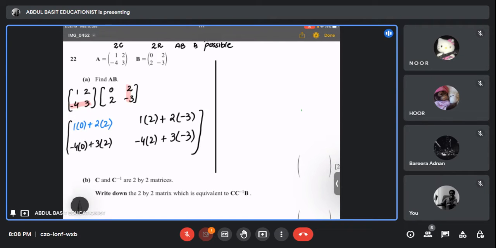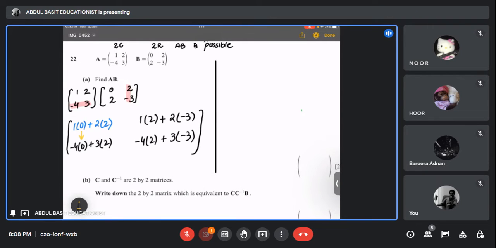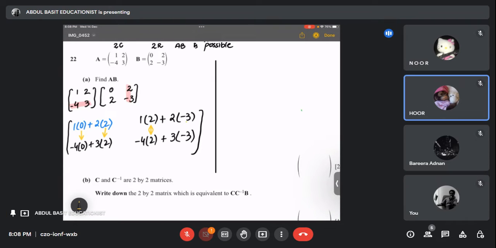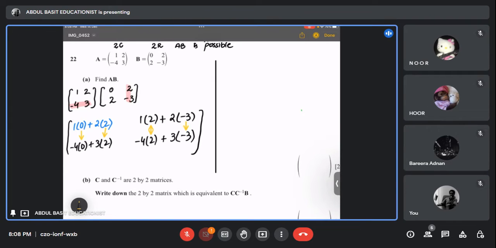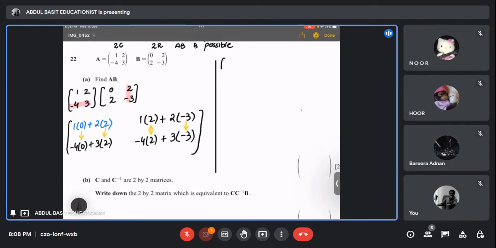Noor and Hoor, to ensure that the question is correct, look at this: these numbers in the brackets are all the same. Yes or no? Yes, sir. So it means that there is no error in the question, and we can proceed with the next step. Please don't be in a hurry.